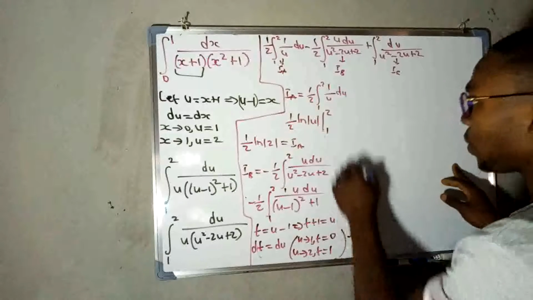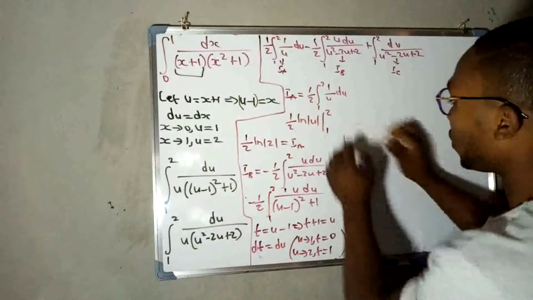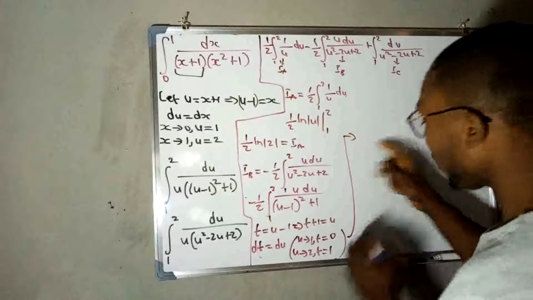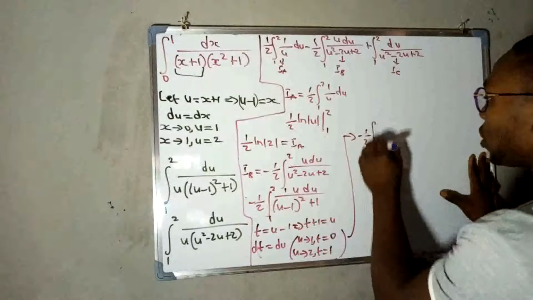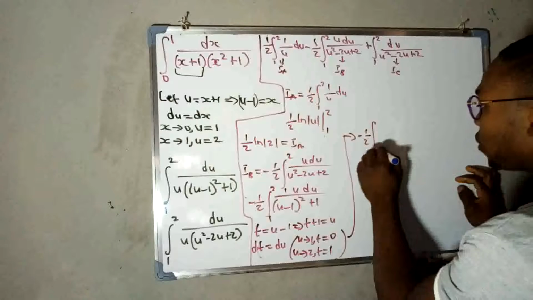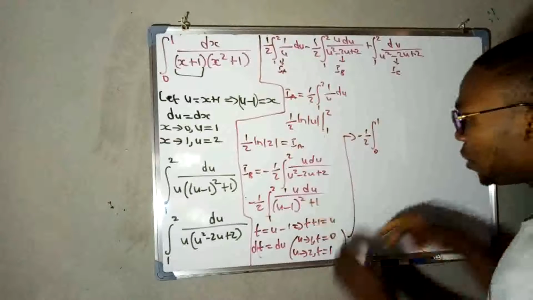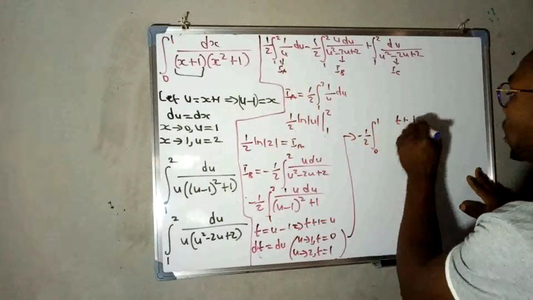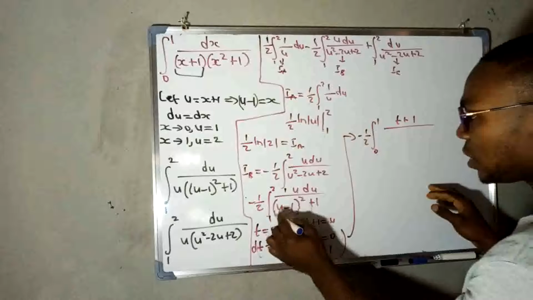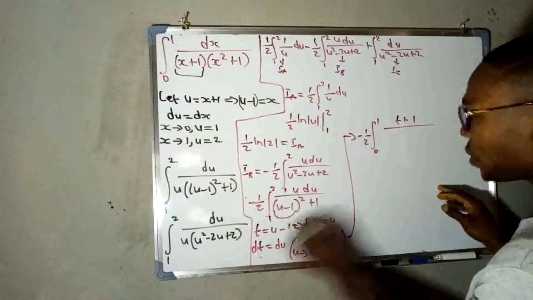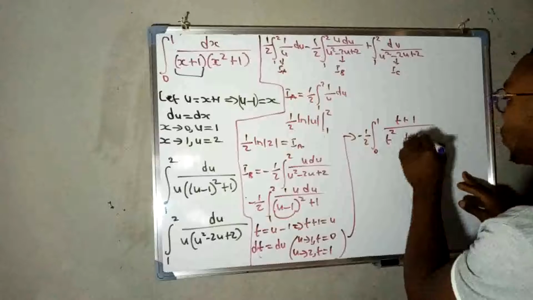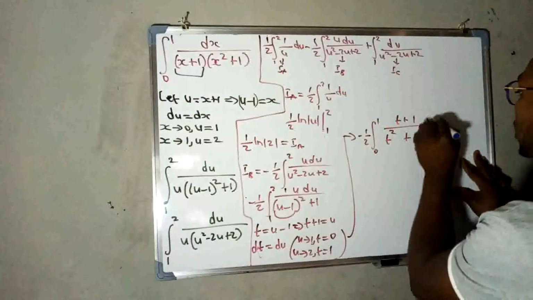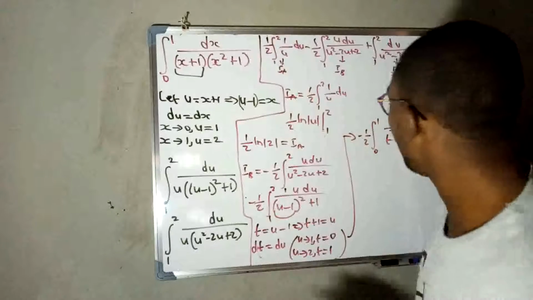So from this side, I have my minus 1 over 2. Then my integral from 0 to 1. Then what is my u? It's nothing but t plus 1 over all this guy here, which is equal to my t. Remember, it's raised to the power of 2 plus 1. I have my dt. Hi, fellow mathematicians.